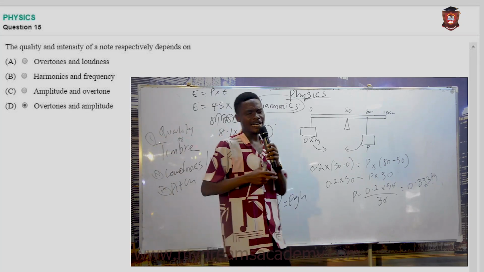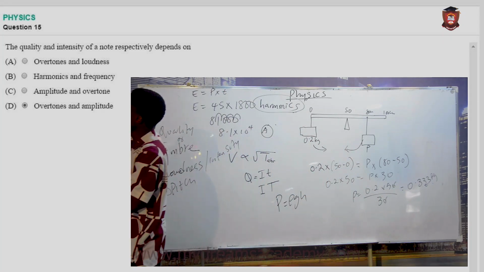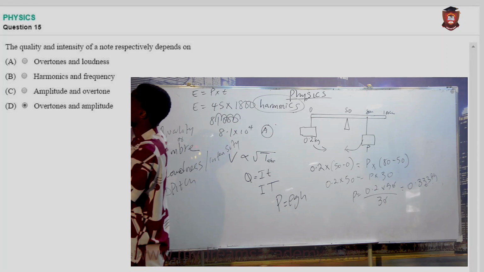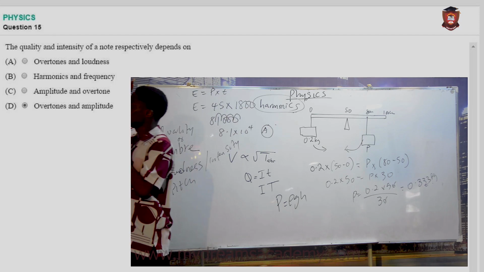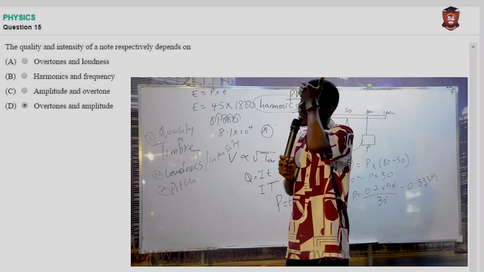Okay, that is good. What is the answer to that question? They said quality and intensity. Now, quality depends on overtones. Intensity depends on what? Amplitude. So the answer is D. The person answered correctly. Okay, next question.